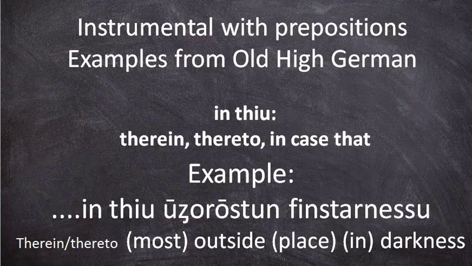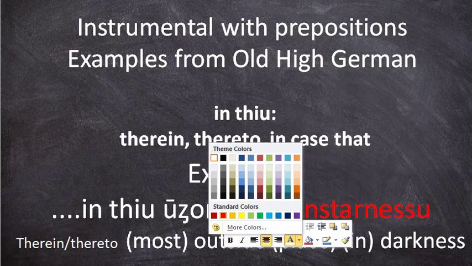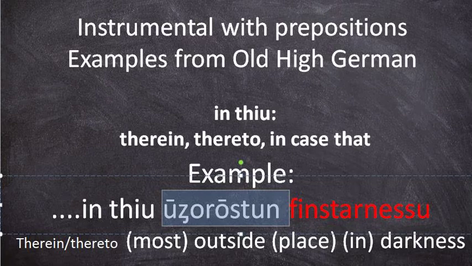Another example is "in dio us usorostun finstarnesu." So what is going on here in this fragment, if you will? We have "finstarnesu." This is actually the instrumental, so it's like in darkness, or through darkness. The fragment before this part is talking about taking someone outside, and so we have here "usorostun," which means most outside, but declined in the weak masculine accusative singular. So it's like saying most outside place, outside place in this context.